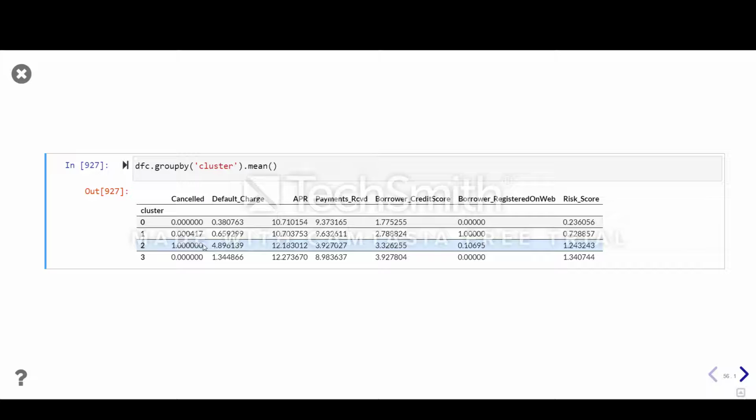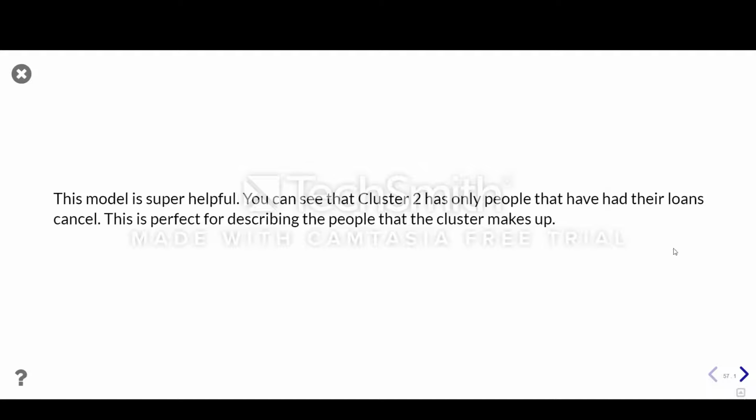And this is where I analyze this. You could see I put it into a little group by chart, a little pivot table, and you could see all of the variables and the averages of each variable in this cluster, which was really cool for analyzing and making conclusions, which I just mentioned right here.